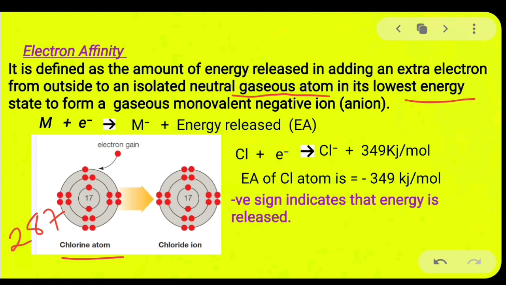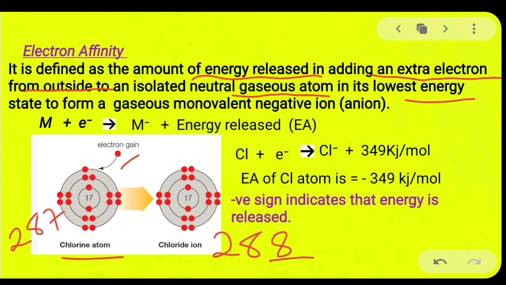So the chlorine atom accepts one electron from the outside, and while accepting the electron, the amount of energy released while adding the extra electron from the outside to the isolated chlorine atom is known as the electron affinity. And after adding the electron, the configuration of the chloride ion will become 2,8,8. The outermost shell contains 8 electrons, so it will now have a stable electronic configuration.